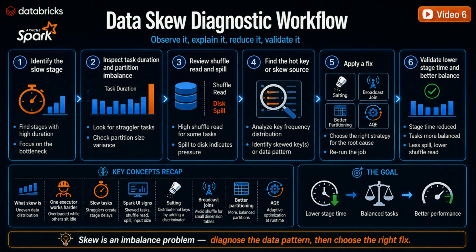Let us recap the data skew diagnostic workflow. First, identify the slow stage in Spark UI. Second, inspect task duration and partition imbalance. Look for tasks that are much slower than the rest. Third, review shuffle, read, and spill. High shuffle or disk spill in only a few tasks is a strong imbalance signal.